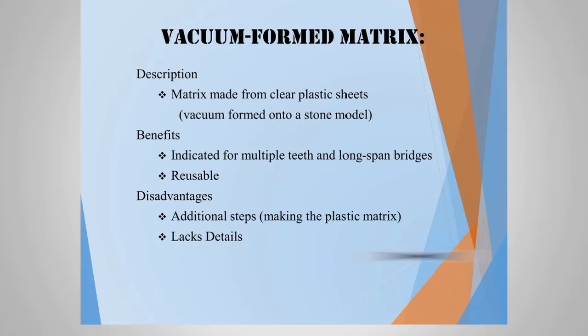The other way that we utilize these diagnostic wax-ups and diagnostic models is through the vacuum form matrix. That is when we have a clear plastic sheet and we use a vacuum form to come down on the stone model to create a matrix. Benefits of that are we can use it for multiple teeth, we can use it for long span bridges, and it can be reusable. But the disadvantages of this technique are that it's an extra step in terms of creating the vacuum form, and it typically lacks the details that we like to see in our temporary restorations.